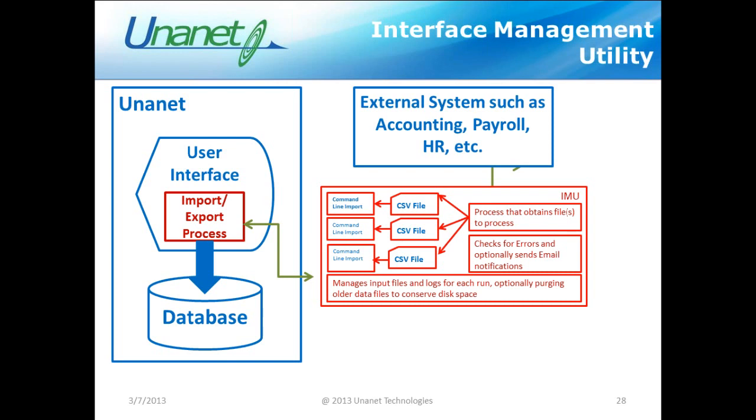And the same information is available from an exporting process. You can have the interface management utility set up to export data out of Unanet automatically and then drop that off in a file location. And if you have another process then set up to pick up that file and import it into your other system, that would allow you to bring that data in.